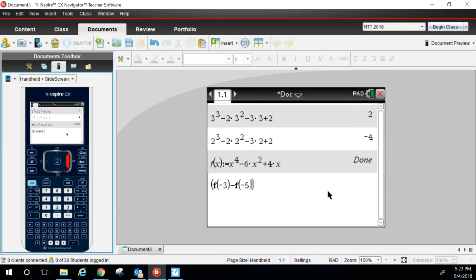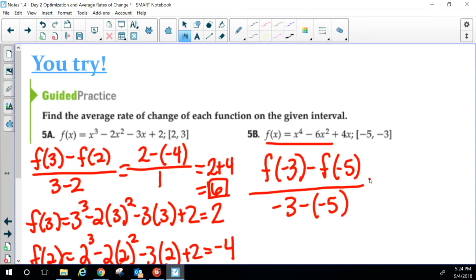And that's all in my numerator, so it's got to be in its own set of parentheses, divided by, on the bottom, in its own set of parentheses, I've got negative 3 minus negative 5. You could have changed that and made it negative 3 plus 5 since you already know what that is. I hit enter, and it does all of the work for me. It tells me the answer is negative 220, which is the answer to this problem.